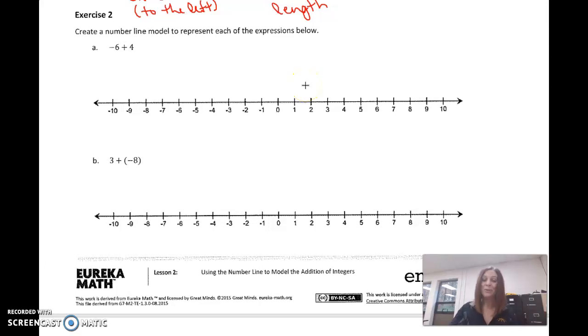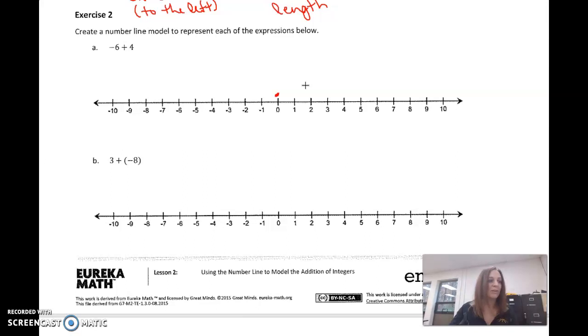All right, continuing with lesson 2, which is using the number line to model the addition of integers. We're going to focus now on vectors. So let's look at a couple examples. The directions say to create a number line model to represent each of the expressions below. Now we are kind of using that bump method. So we start at 0.